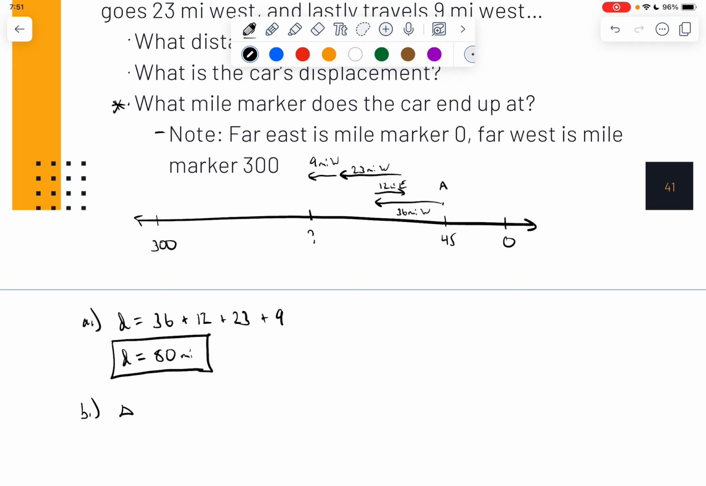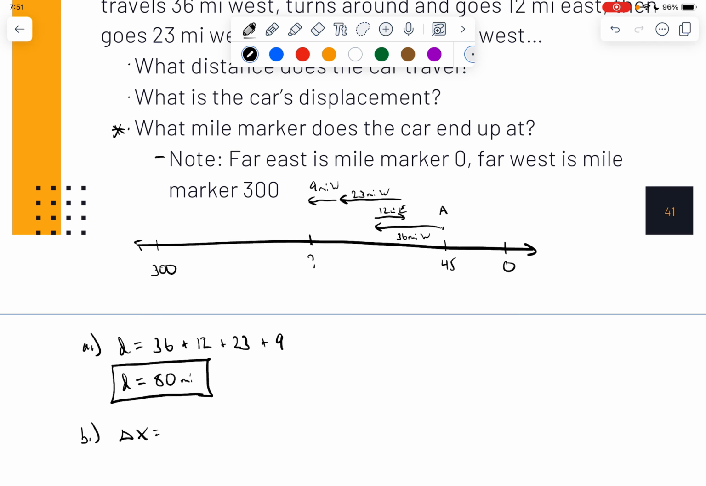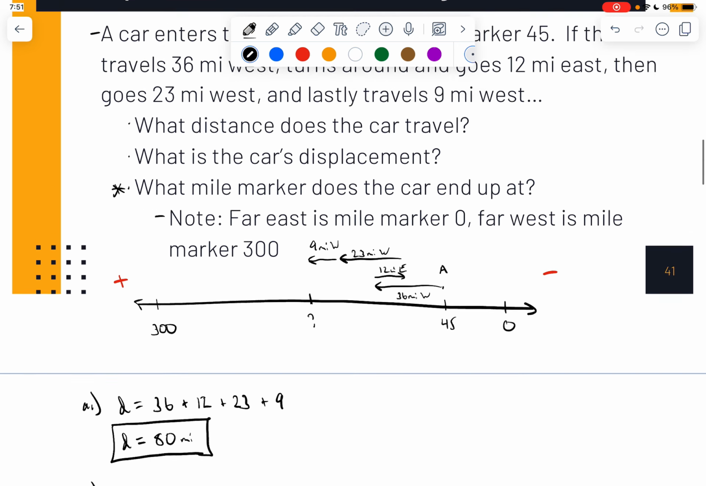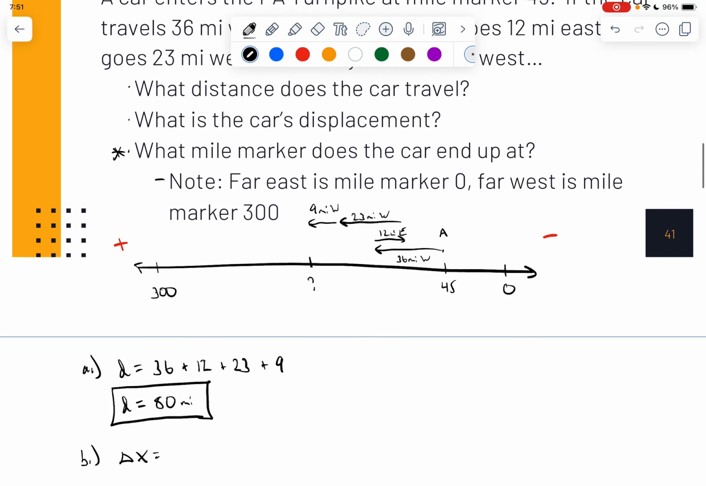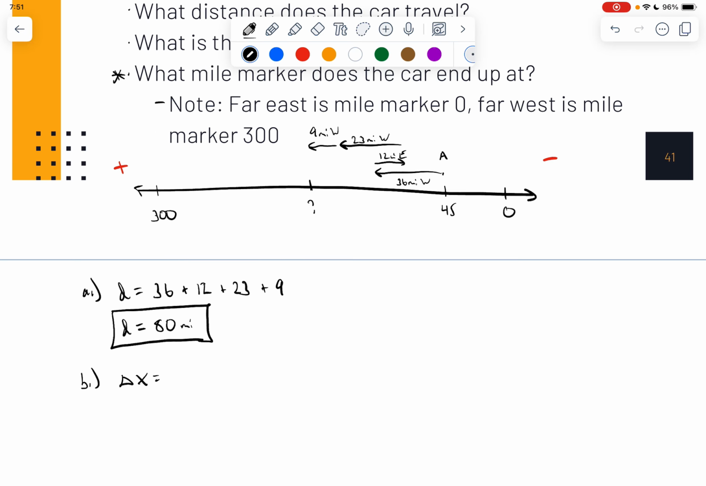In part B, for our displacements, the thing we want to do is decide which direction is positive and which direction is negative. So since going west is increasing our mileage, let's make going west our positive direction. That means anytime we go east is going to be our negative direction. So our first piece of motion here, we're told we're going to go 36 miles west. So 36 miles west is our positive direction. From there, we then go 12 miles to the east. Again, east is negative direction, so we'll subtract 12.